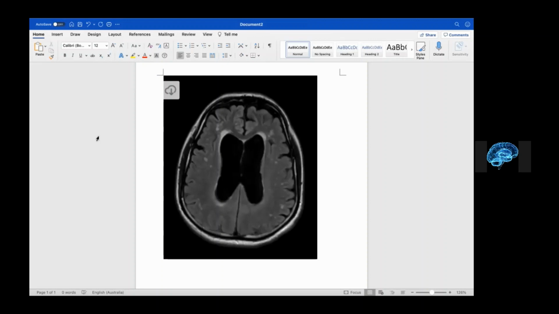transverse is not a slice that you see through the brain. So I think what you mean is axial. So there's axial, coronal, and sagittal. This one's an axial T2 MRI FLAIR sequence.